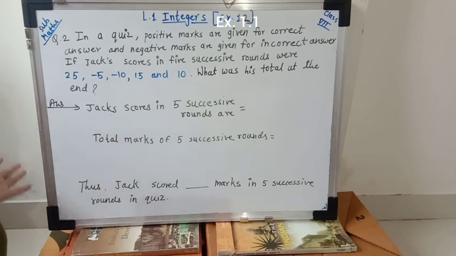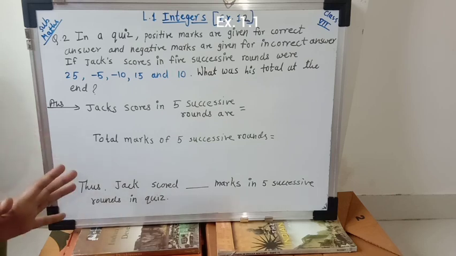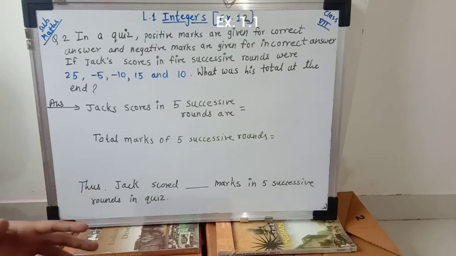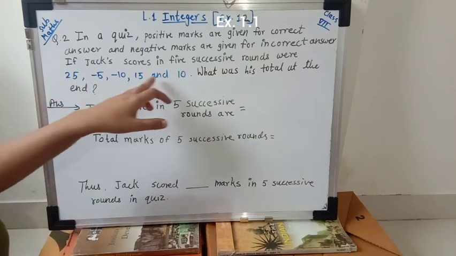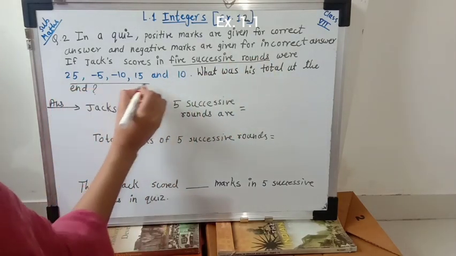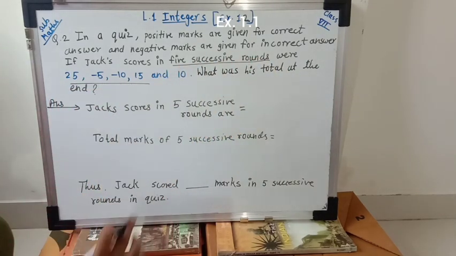So here there was a quiz competition, where they have given positive marks for the correct answer and negative marks for the incorrect answer, and Jack scored these marks in 5 successive rounds. Okay, these are the marks which he got in these 5 successive rounds.